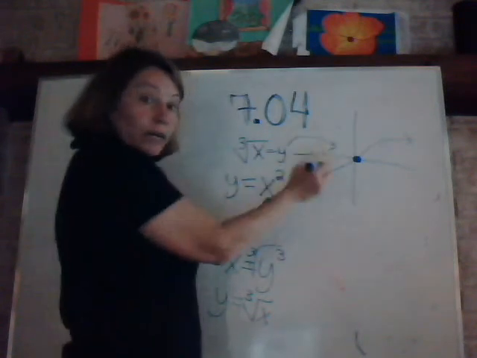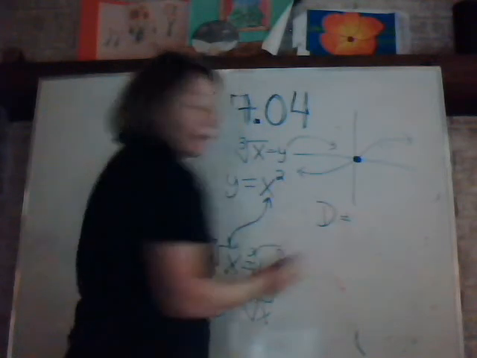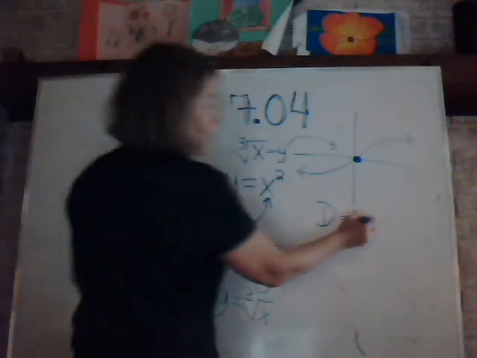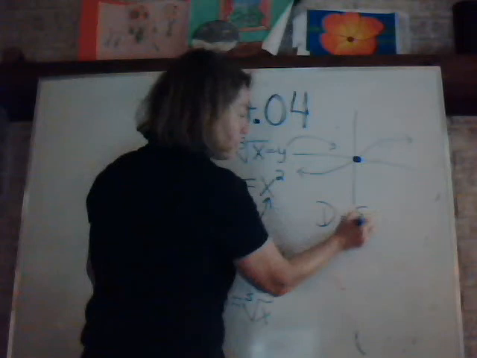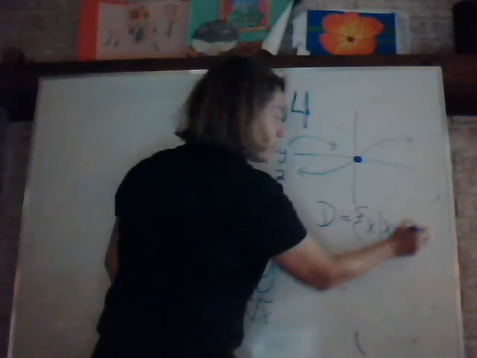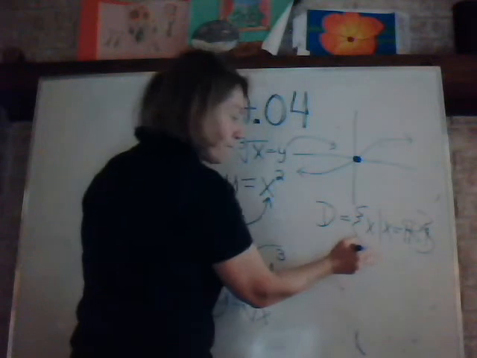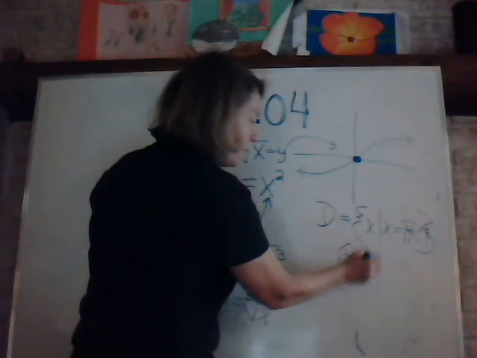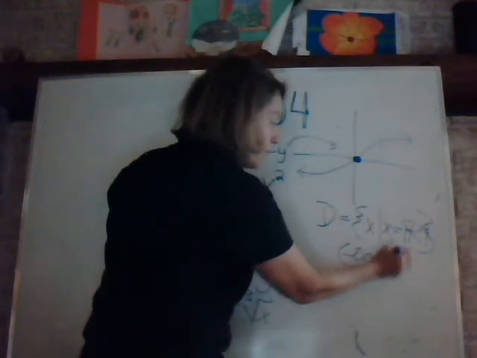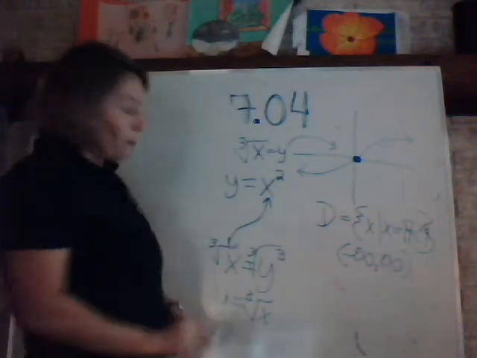So of this parent graph, the domain goes left to right forever. So you can write it two ways. It's all the x's, such that x is all real numbers. You can write it like that. You can say from negative infinity to positive infinity, right? So those are two ways to write our domain.